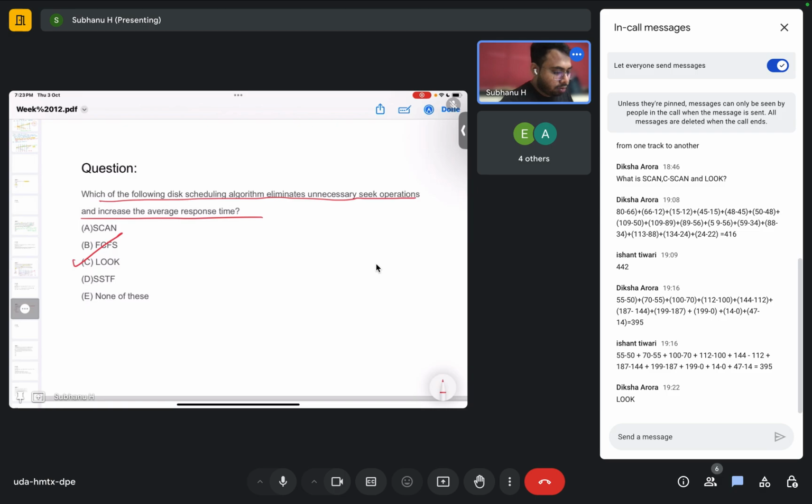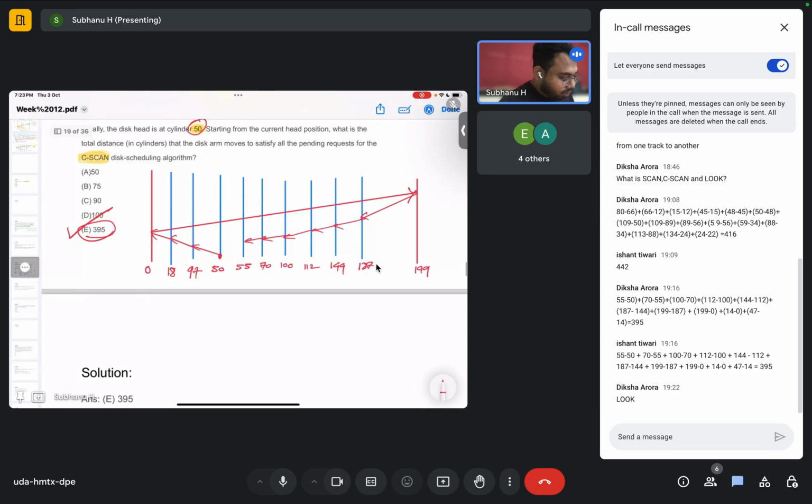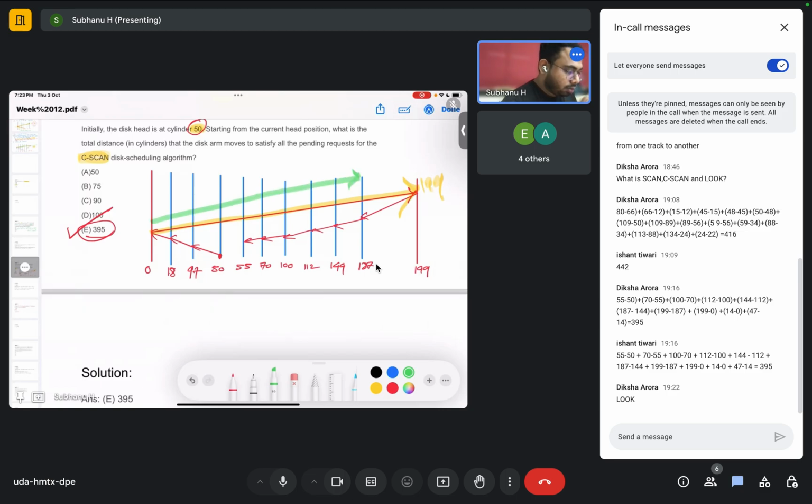Okay. So in C scan, basically what happens is that it goes to the last, 199. So in Look, what will happen? It will go from here to here only. So this much space, this time will be saved in Look. So this is Look. Okay.